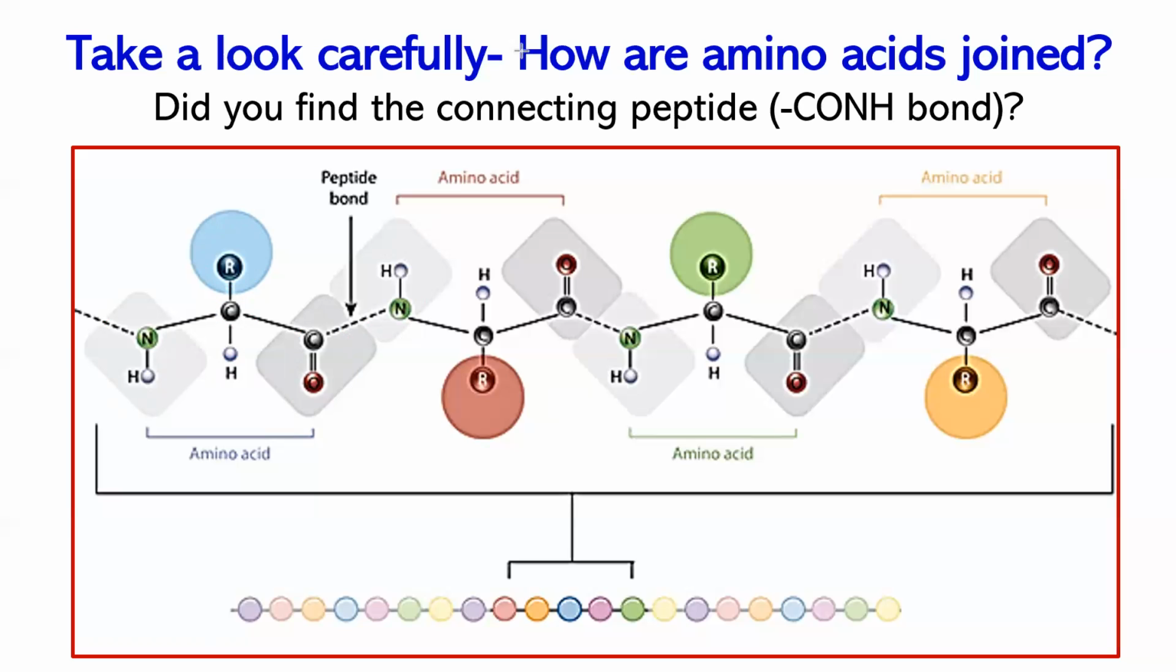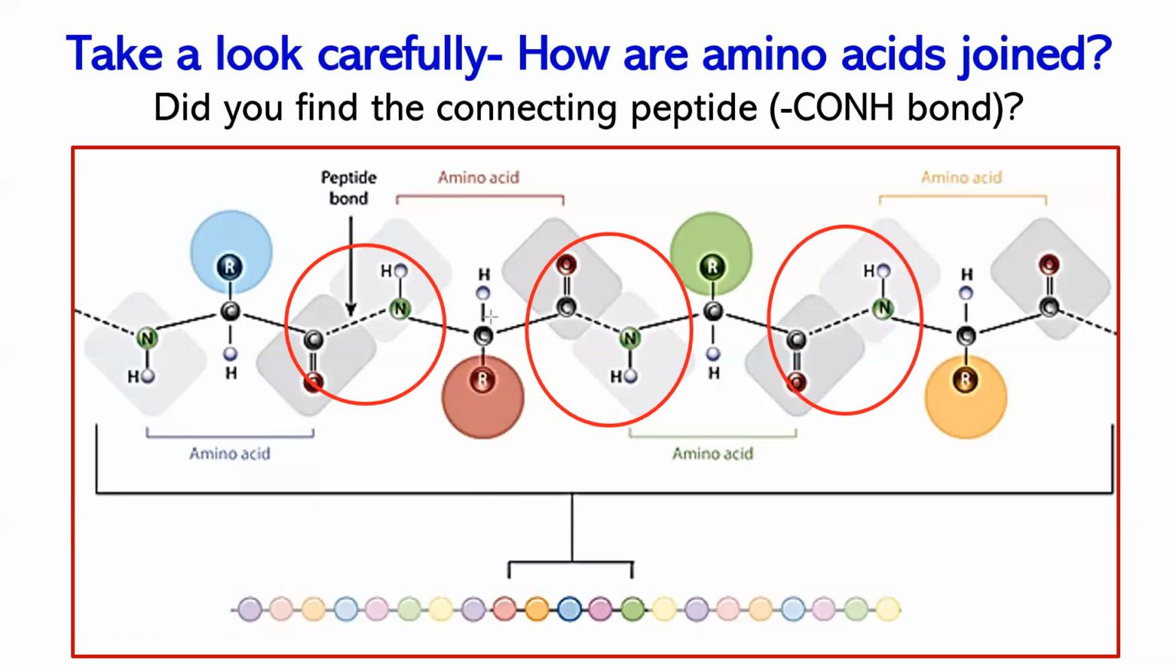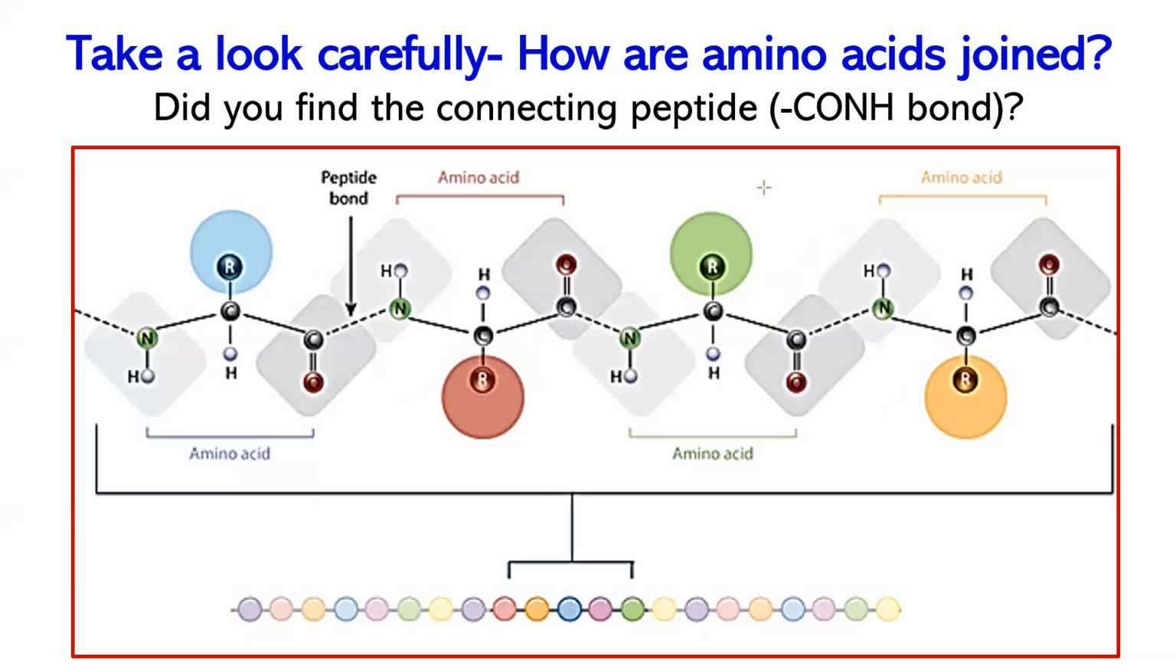So the question is, did you find this bond? Let's see. Did you find this bond? That's the CONH, CONH, CONH. It's pretty obvious. It's going to be there between every two carbons. So that was the main point of emphasis here, to understand that molecular basis and to understand that there are 4 different amino acids, each connected by a CONH bond.